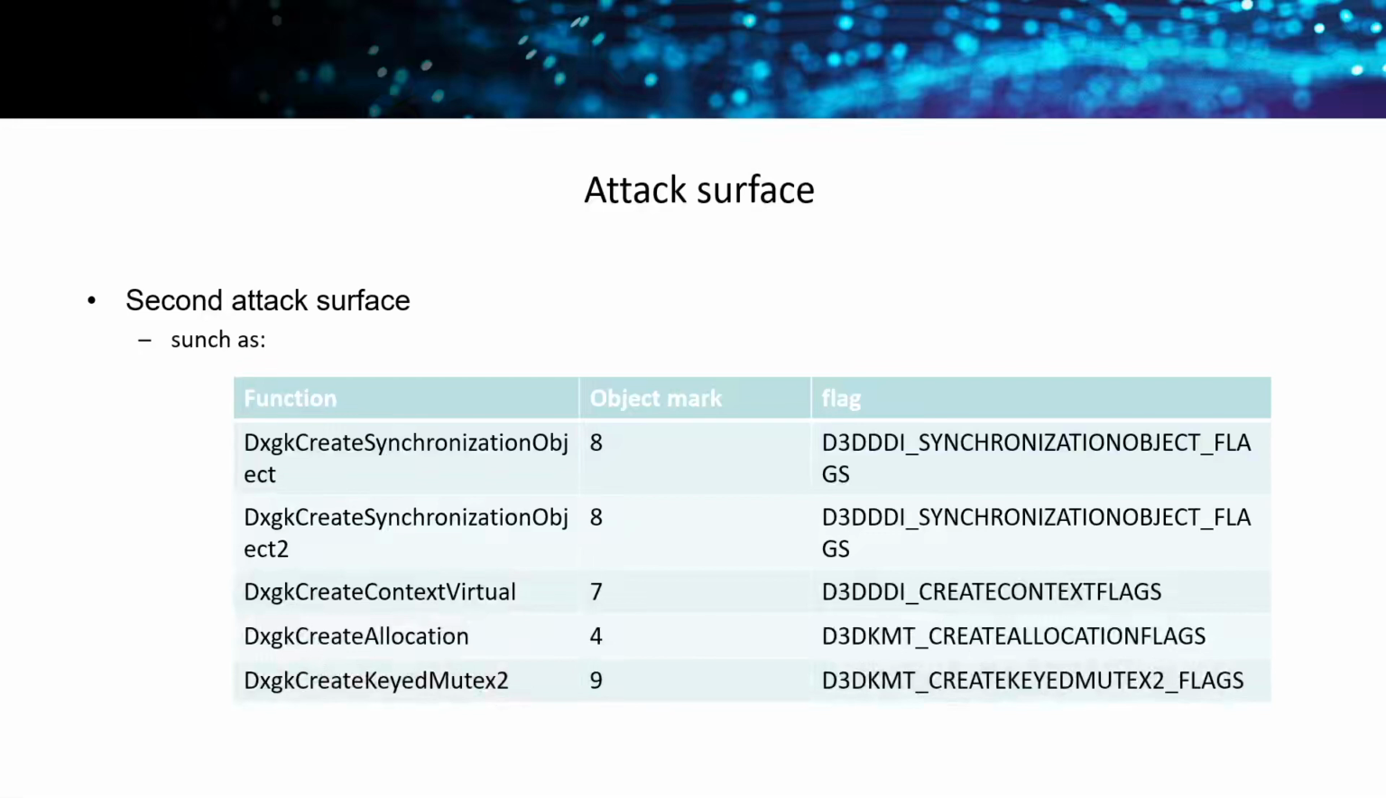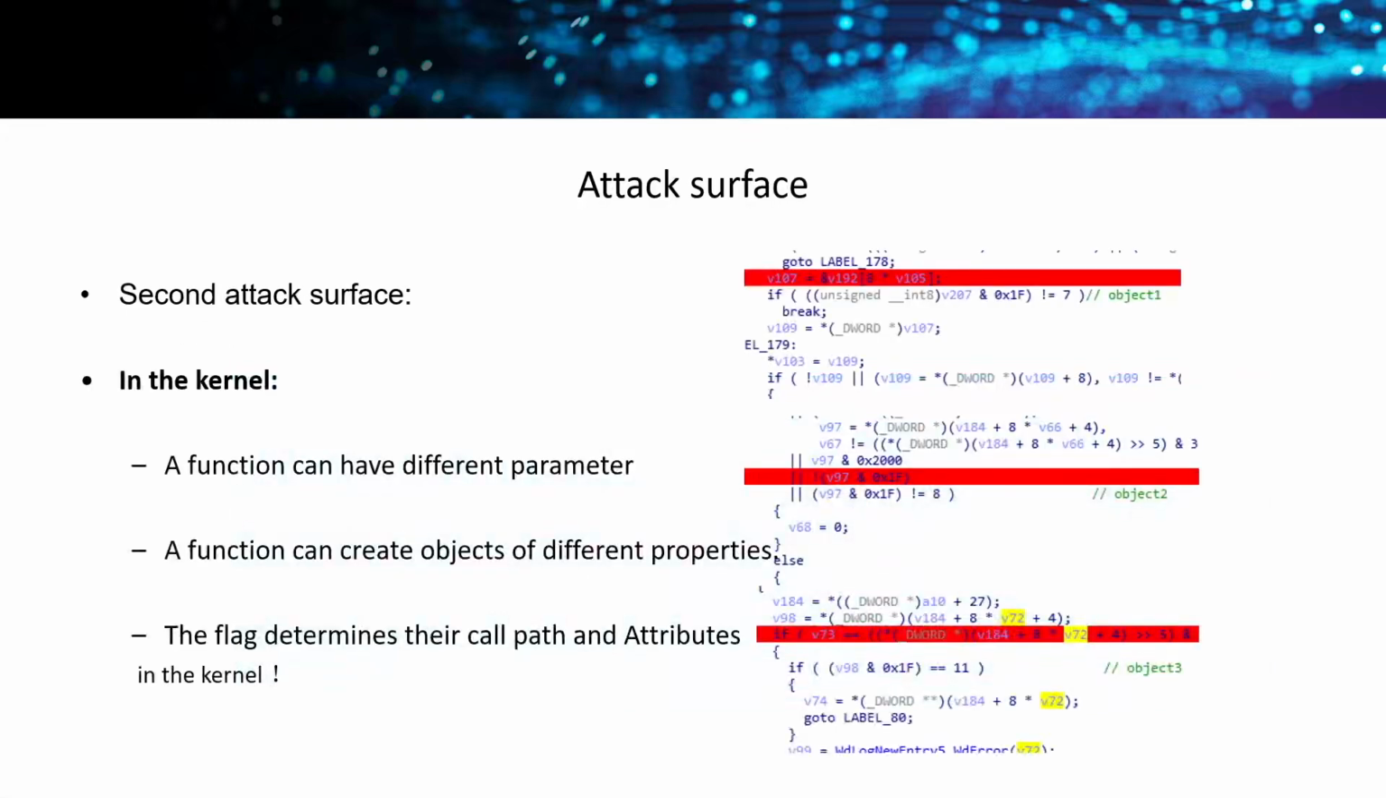such as the DxgkCreateContextVirtual function, where the object mark is 7 and the flag is in the DDI create context flags. Next, here is the content in the kernel after setting the flag. In the kernel, a function can have different parameters. A function can create objects of different flags. The flag determines their call path and attributes in the kernel.